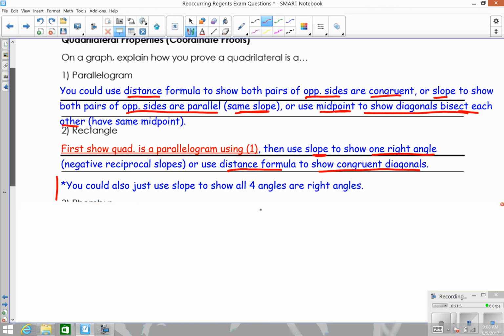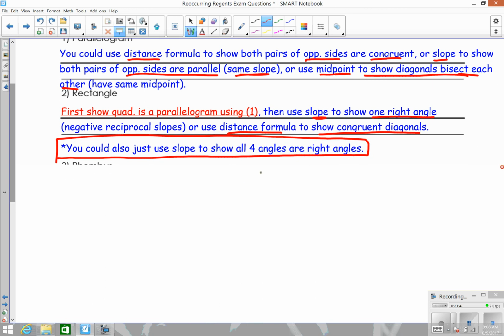The other option too is if you don't want to prove it's a parallelogram first, you just show that it has four right angles, which means doing the slope of all four sides, showing that the sides next to each other are flipped and negated, and that would mean you have four right angles.